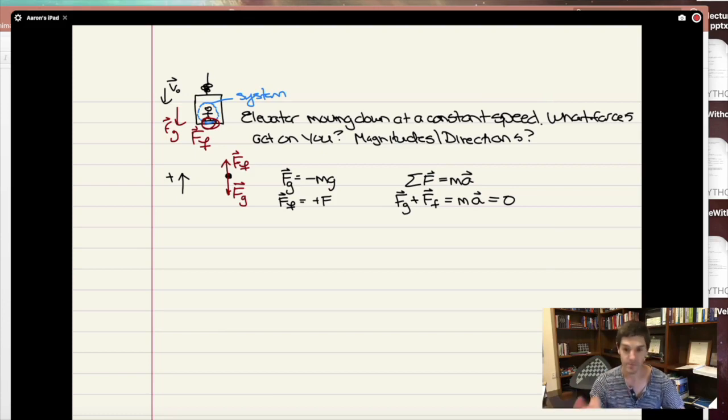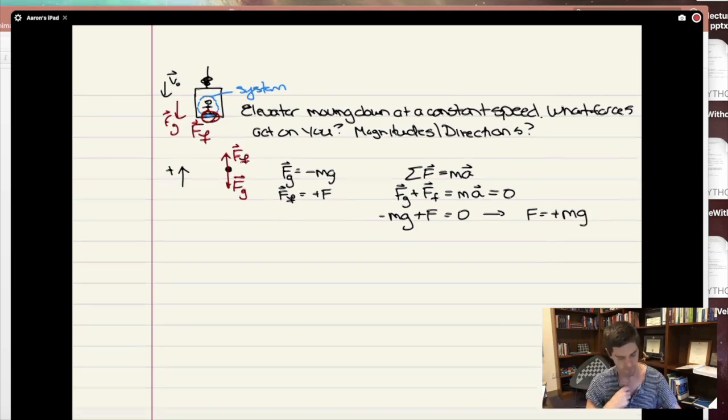Now in the next step, I introduce negative signs if it corresponds to the negative direction of my coordinate system. So now I might write negative mg plus F equals 0. Or again, that the force from the floor equals plus mg. The force from the floor is balancing gravity's downward pull. So the force from the floor responds with an equal and opposite force in that case.